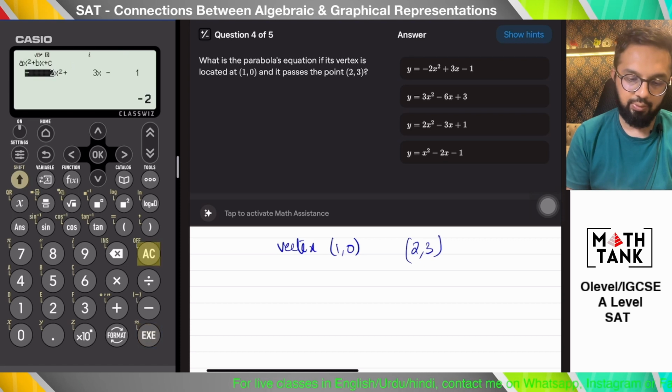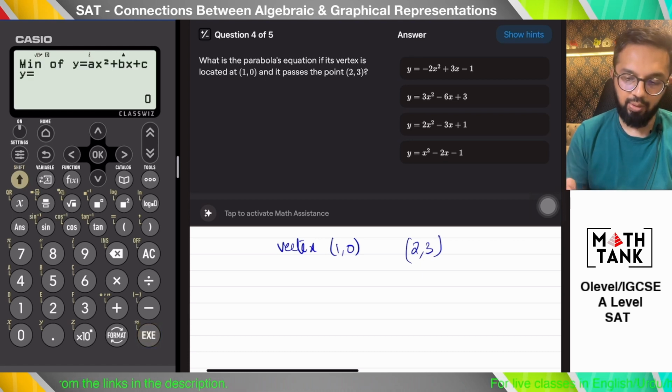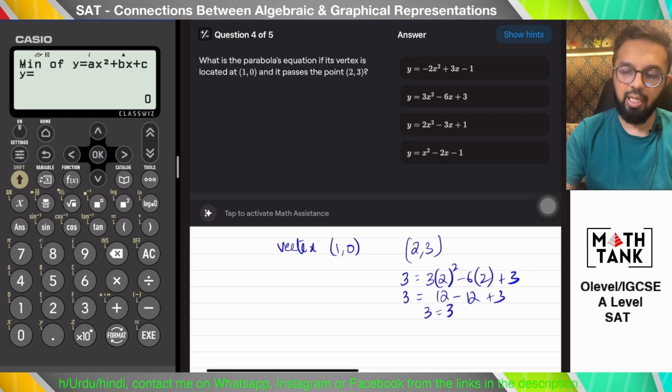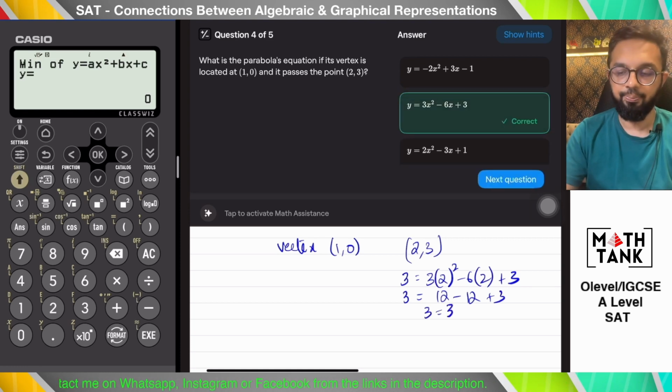The first one doesn't, so I go back and clear. Okay, so the second one is giving me 1 and 0. Let's see if this fits onto this point as well. I'm plugging in this point to see if it balances. 12 minus 12 plus 3. So 3 equals 3. That balances. So that should be the correct answer.